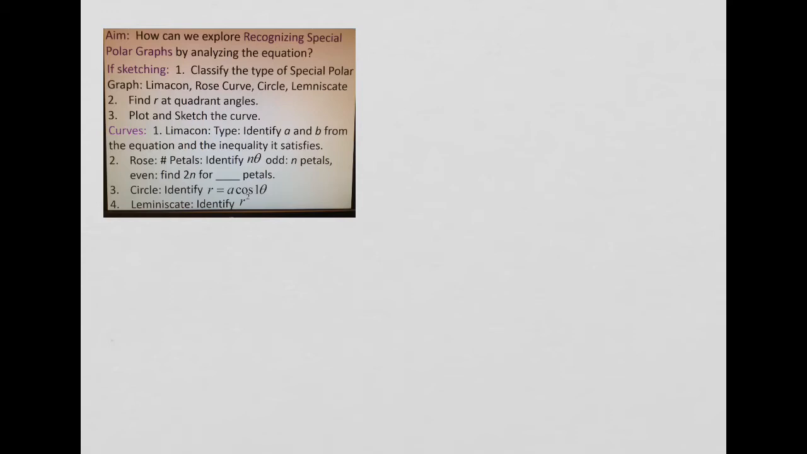All right, so the 4 different types that you're copying down from here, I kind of listed again in the next one when we start talking about the curves. So the very first type is a limaçon, and it could be more specific. There are quite a few different limaçons. So the first limaçon that we're going to talk about is one that has an inner loop.